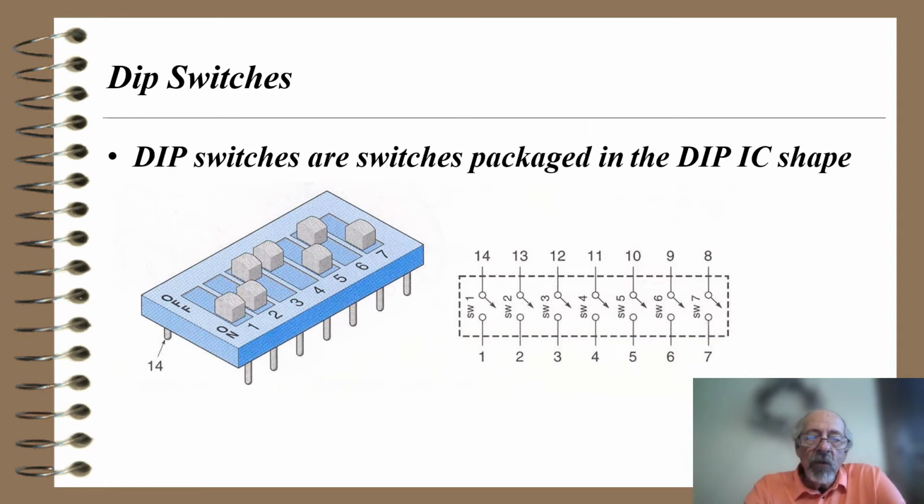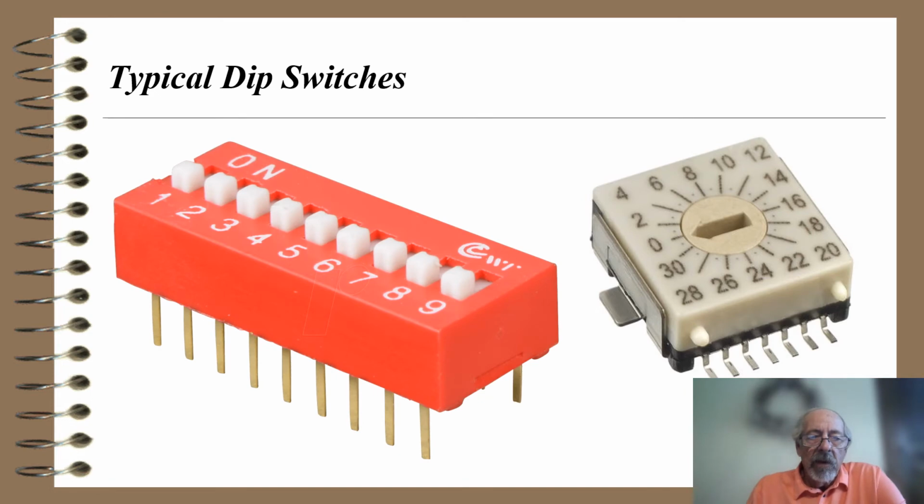So if I move those sliders, right now it's hard to say. Oh no, it says on and off on it. So pin 1 is connected to pin 14, pin 2 to 13, pins 3 and 4 are open, pin 5 is connected to pin 10, 6 is open, and pin 7 is connected to pin 8 on that switch on the left-hand side. Here are typical DIP switches, pictures of real ones.